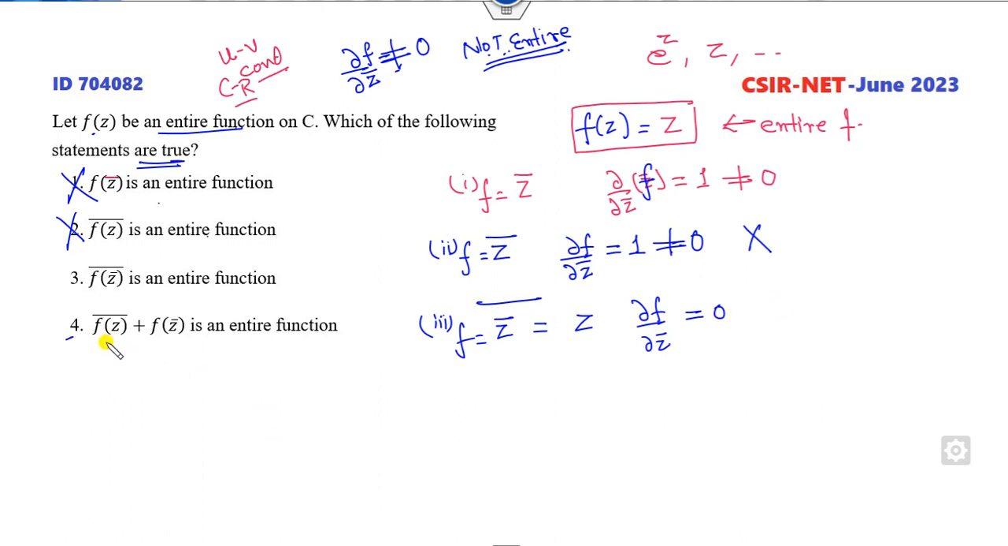Look at the fourth option. This is z bar plus z bar. So what is that? This is 2 times z bar. If I take the partial derivative of this, it is 2, which is non-zero. So it means this is not entire. So since the other 3 options are cancelled, the remaining one is only the third. So I can say the third is the correct option. That's a very simple question.